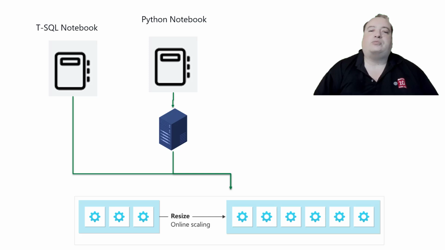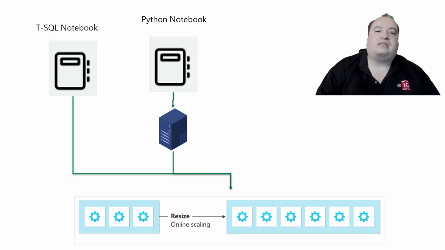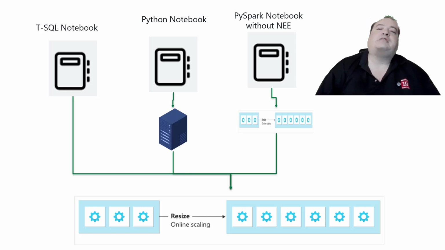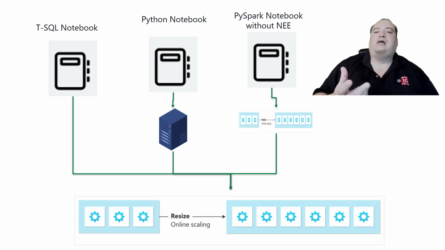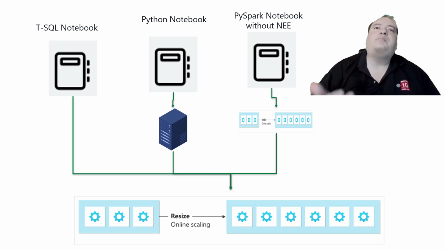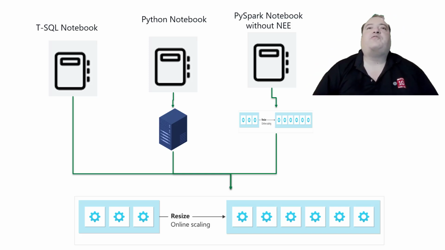If we use a Python notebook, the Python notebook generates a server for processing. In this case, we have the cost of the server. We have the cost of the server plus the cost of the cluster in the data source. If we use a PySpark notebook without native execution engine, in this case, the PySpark notebook is generating a cluster to process the data. And this cluster to process the data will be making calls and queries to the cluster, to the data source. There are very few scenarios where this actually makes sense.